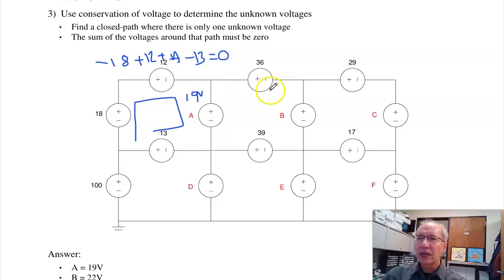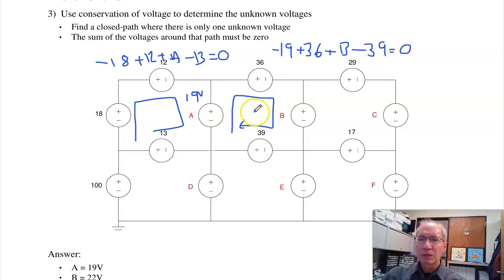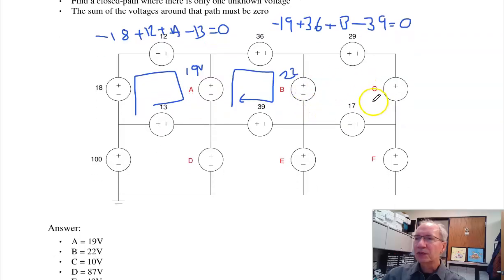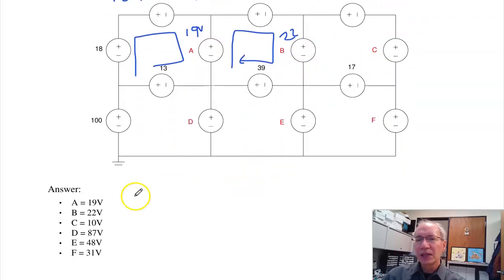Once I know A, I can go around this loop. So going around that loop, I get minus 19 plus 36 plus B minus 39. I'm back where I started. That's got to add to 0. And that means B is 22 volts. So repeating it, find C, D, E, F. Here's what you should wind up with. That's conservation of voltage.